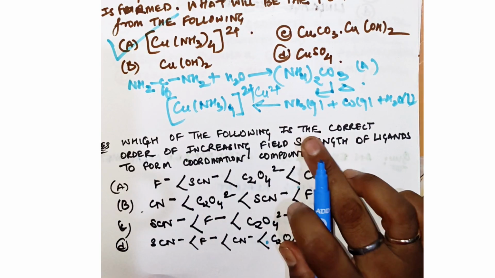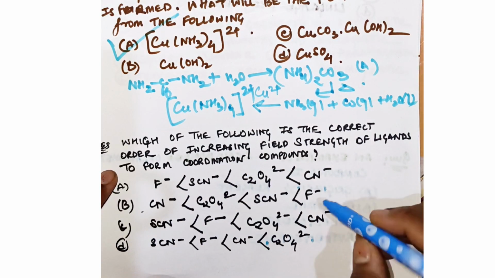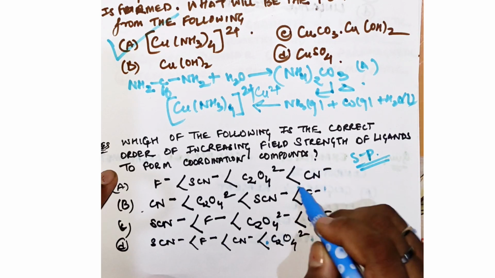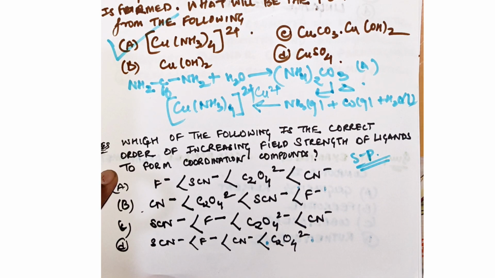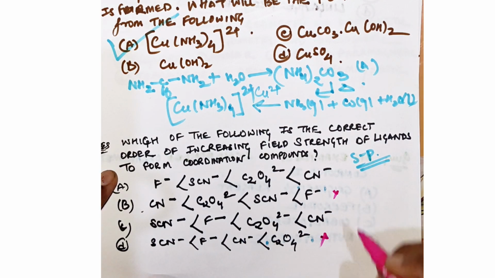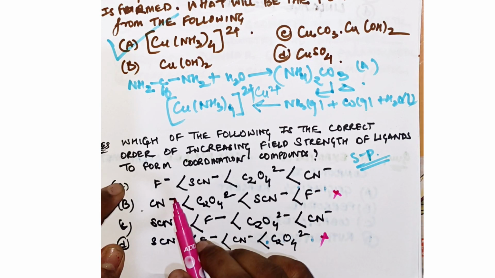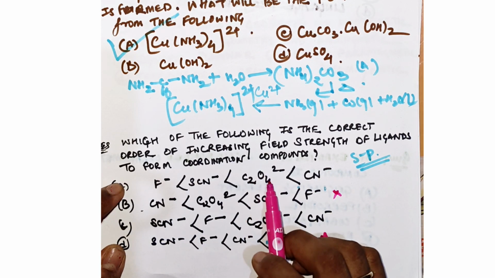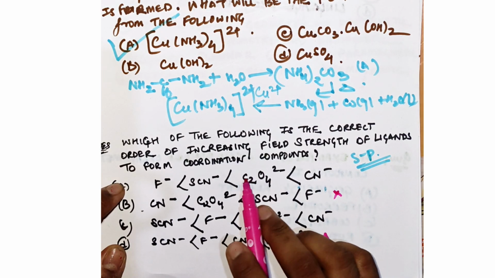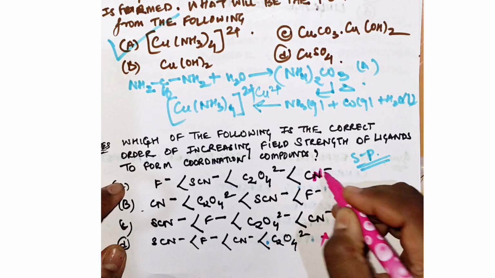Now, which of the following is the correct order of the increasing field strength of the ligand, according to your spectrochemical series? Okay, what we know, cyanide is the strongest field ligand. So B and D will not be your answer. Now you have to check from A and C. Remember cyanide, because see here C2O4 2 minus, even if this is a strong field ligand, because of the small size, cyanide is the strongest field ligand.